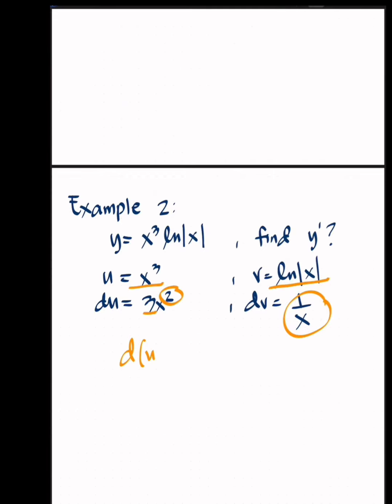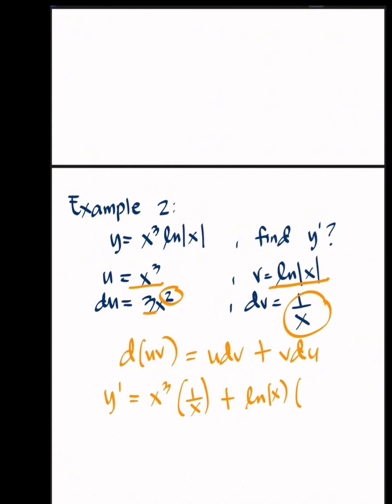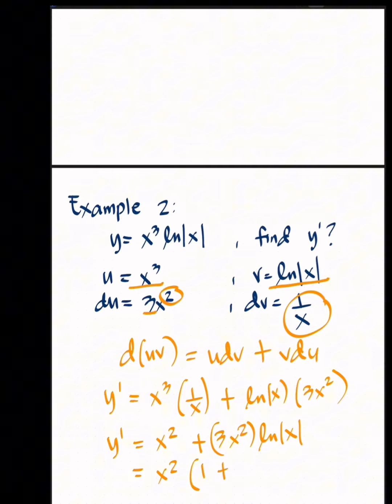Again, using the product rule, y prime now equals x cubed times 1 over x plus ln of x times 3x squared. And simplifying further, we now have x cubed divided by x is simply x squared, plus we can just have 3x squared times ln of x. And then factoring out x squared, we have 1 plus 3 ln of x. So that's now the final answer.